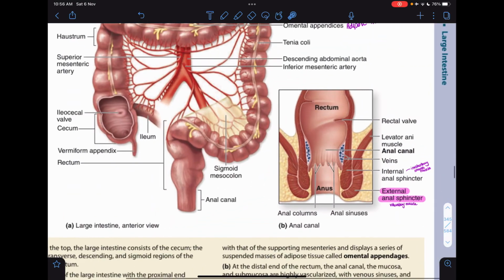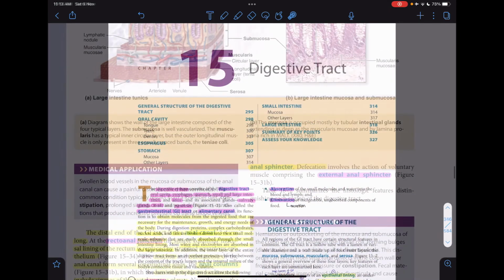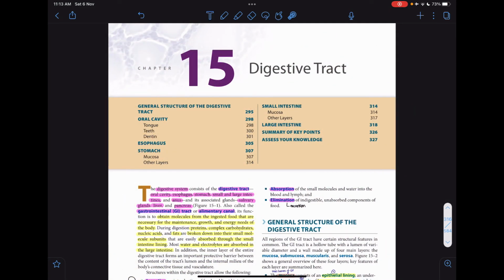So I just want to show you هاي الanal canal. As you can see هاي الrectum which extends into the anus. هون عنا internal anal sphincter which is the involuntary muscle. هاي external anal sphincter which is the voluntary muscle. They're both composed of smooth muscle. وبهيك بنكون انهينا chapter 15 digestive tract.